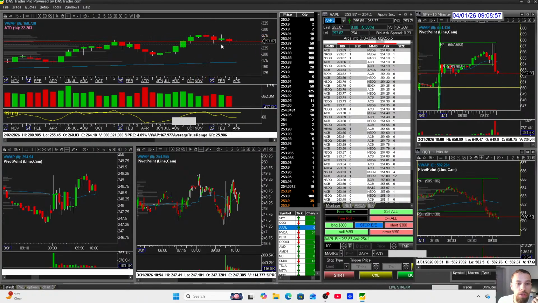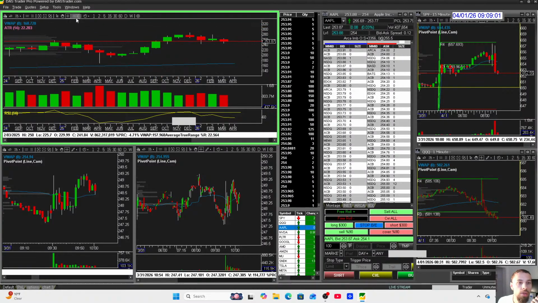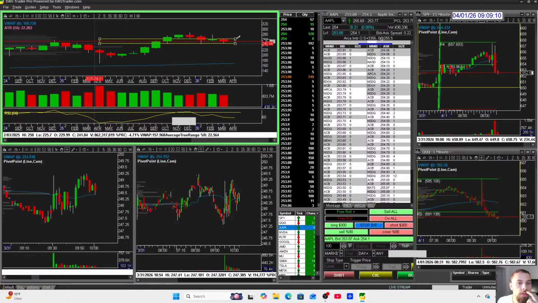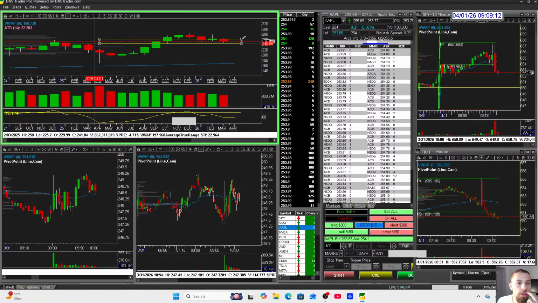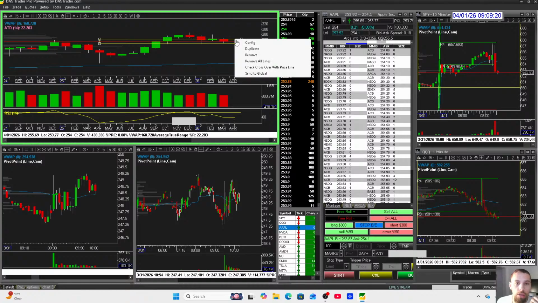All right, let's see. Drawing some levels here. Apple, monthly chart of Apple. Gonna draw some lines here. Area of support that I'm going to draw is 245. Area of resistance here, we'll just do the top of that candle of March, and 264.